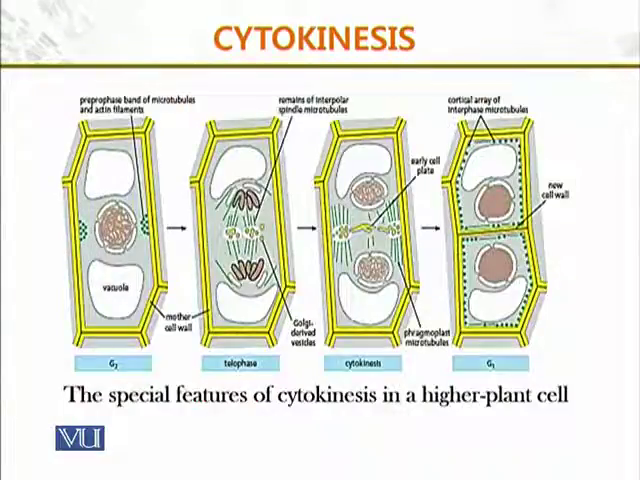Just as shown in this figure, on the extreme left, that is the G1, is a cell. Then in the telophase, the remains of the interpolar spindle, its microtubules, are formed, and Golgi cluster vesicles appear. Then the early cell plate appears in cytokinesis, and further in G1, a new cell wall is formed.